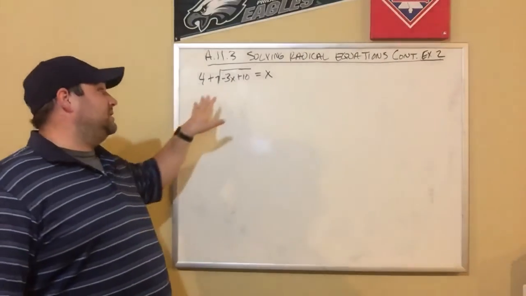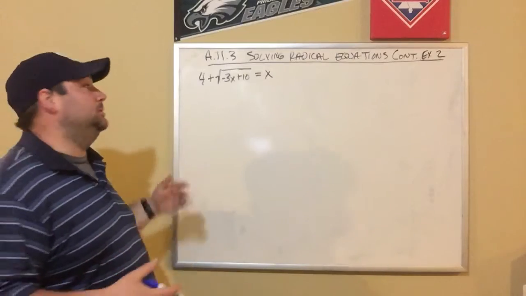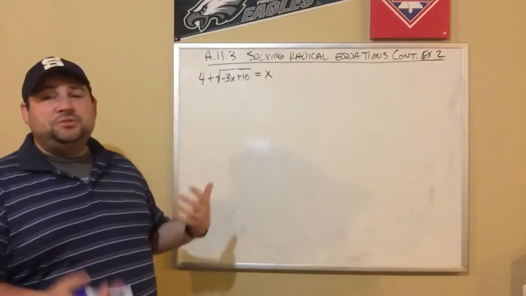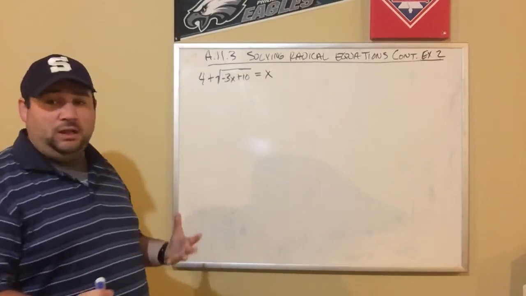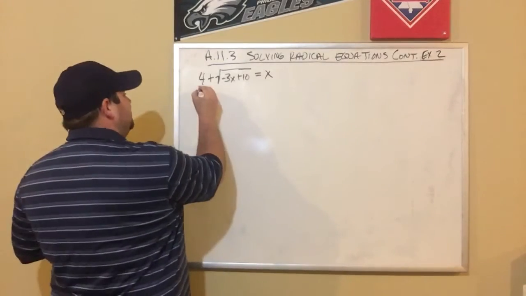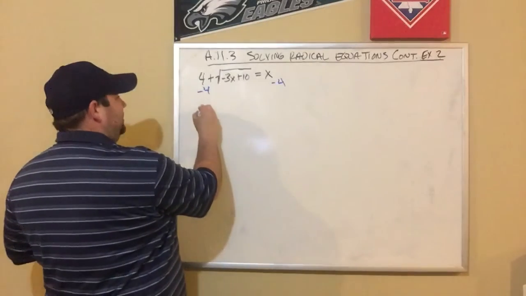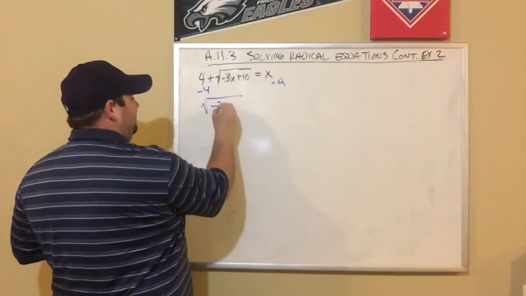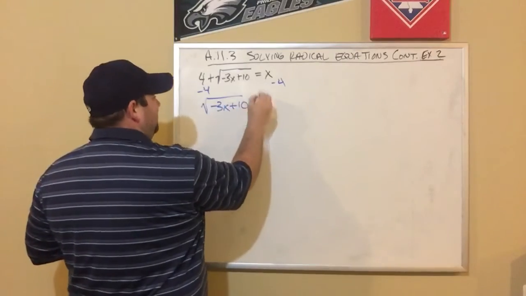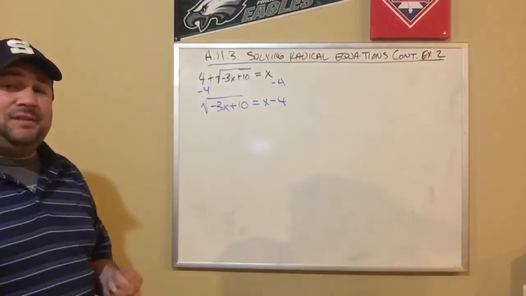So when I look at this, I see I got a square root. I want to get rid of the square root. I can't solve an equation with a square root, so I need to get rid of it. To do that, though, I want it to be all alone on one side of the equal sign. So I need this 4 to go away. So I'm just going to subtract it since it's positive 4. Subtract 4 from both sides. So now I'm going to have the square root of negative 3x plus 10 is going to equal x minus 4. Now I can get rid of that square root.